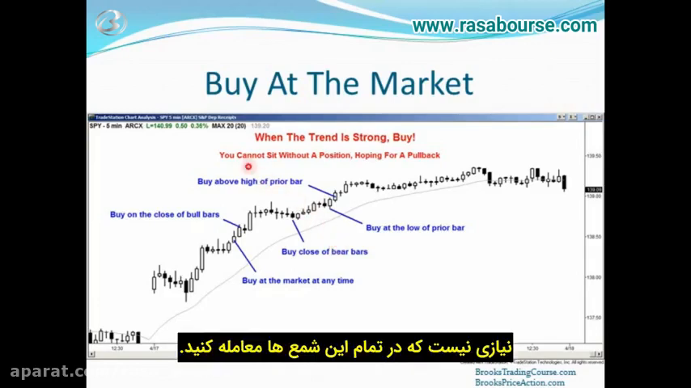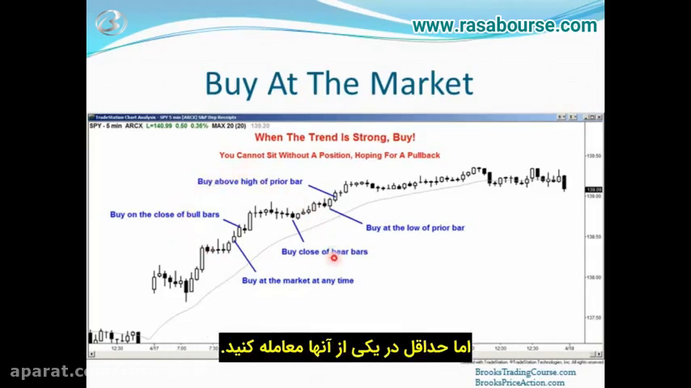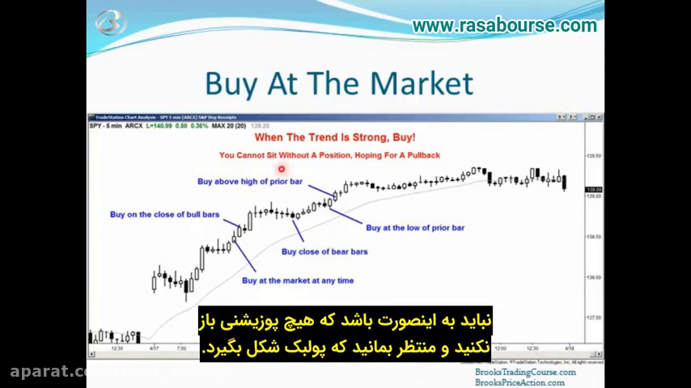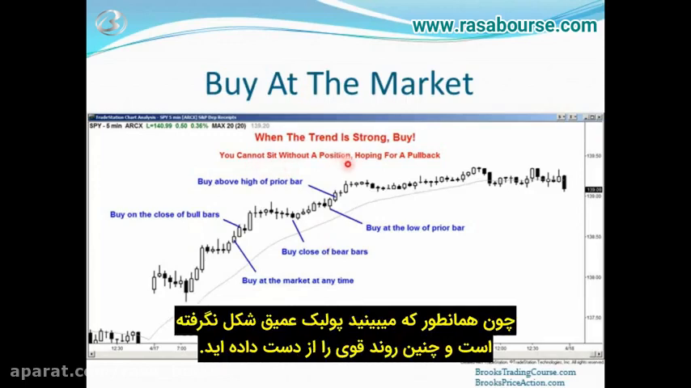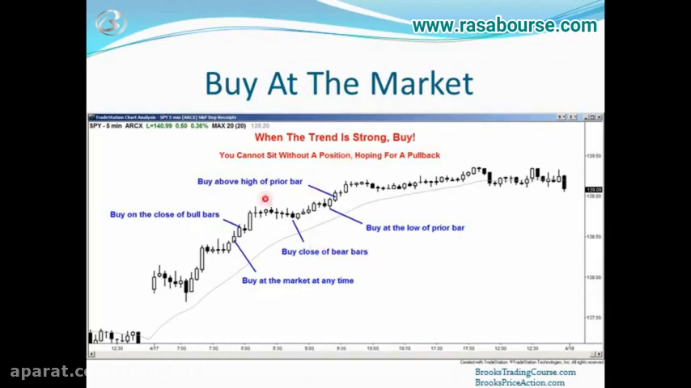You don't have to take all of these, but make sure to take at least one of these. You don't want to sit without any position at all, hoping for a pullback that never comes and then missing a trend like this.